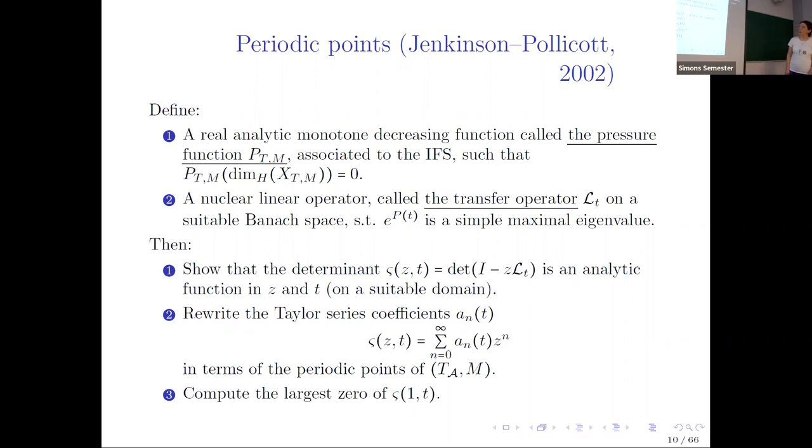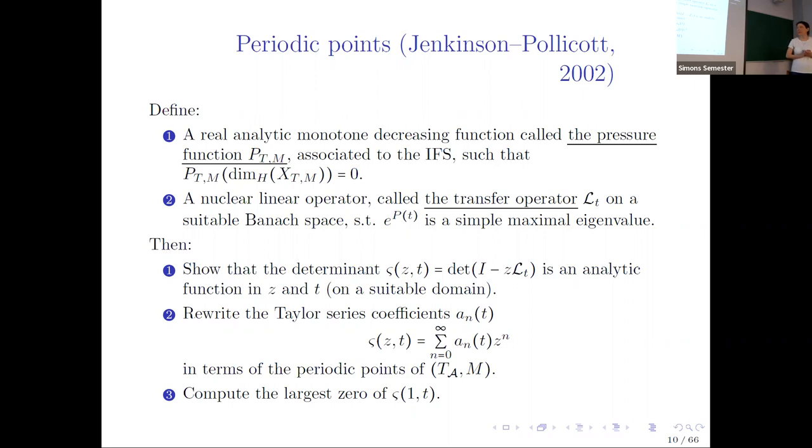Why is it called a periodic point method? Because these coefficients which arise here can be written in terms of the periodic points of the iterated function scale. In particular, coefficient number n involves all periodic points up to period n. So this is briefly the idea.